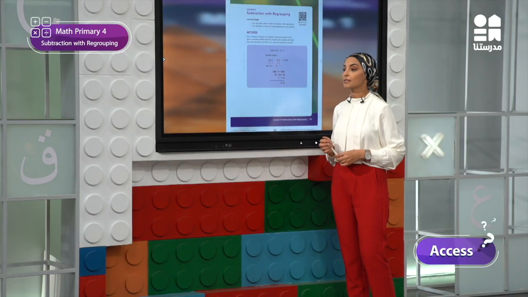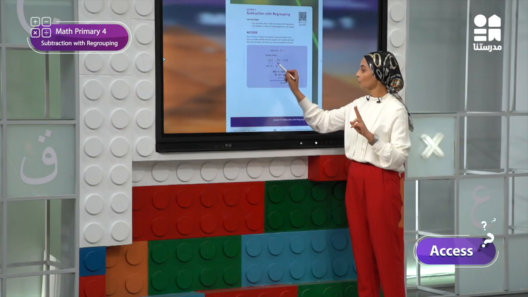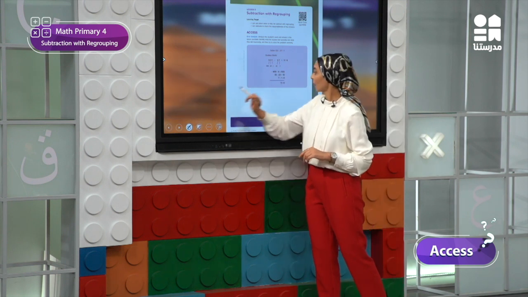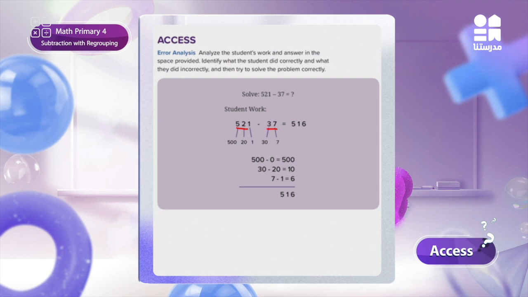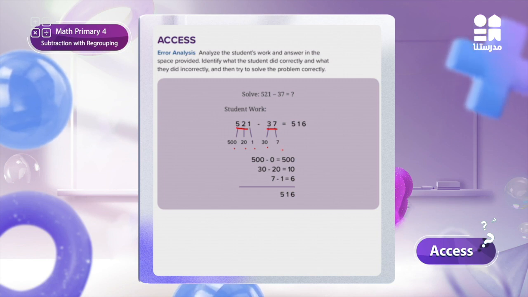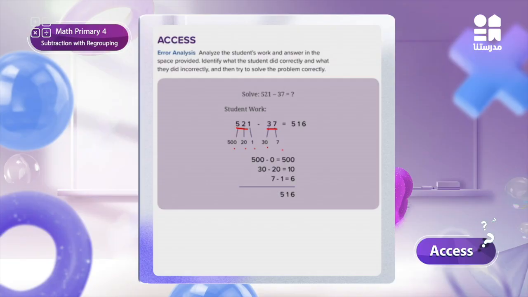Here, the student's answer, which we want to analyze, he decomposed the two numbers into expanded form. He put the two numbers in expanded form, like you see here. Here I have 521 minus 37. The first thing he did was to put each number in expanded form. 521 he made 500 plus 20 plus 1. 37 he made 30 plus 7. This is the first thing he did.